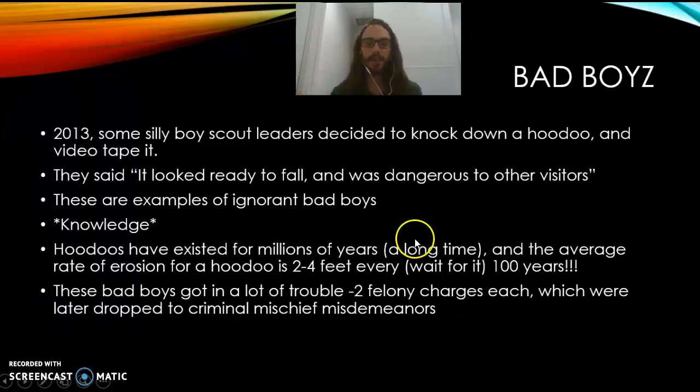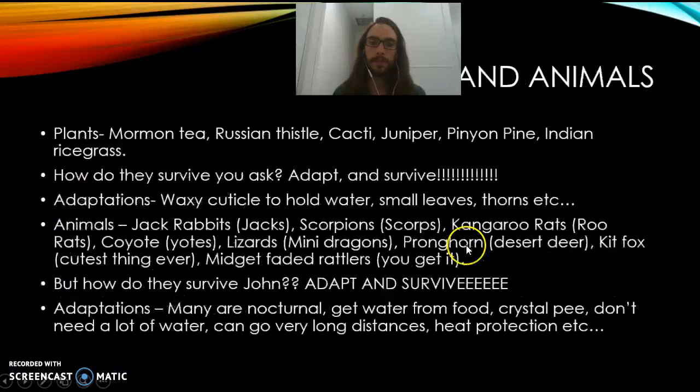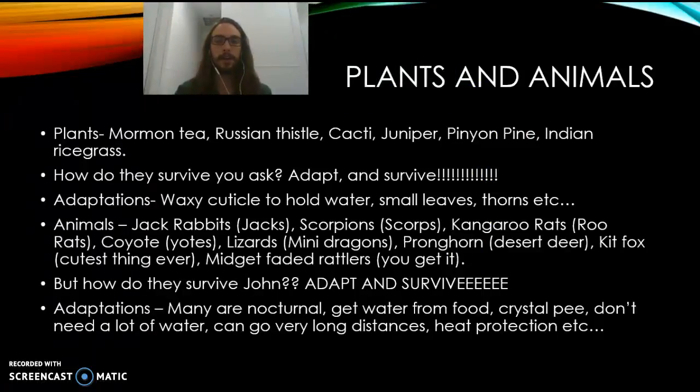And I doubt that it was. It could have been, but if it's 2 feet, it still takes another 100 years for that thing to fall. So just let it happen naturally. Don't kick hoodoos. So these bad boys got in a lot of trouble. They got 2 felony charges each. They were later dropped down to criminal mischief misdemeanors, but that stuff follows you for your whole life. So that was one silly mistake that they made that really impacted their life.